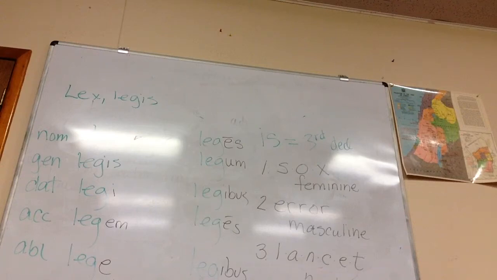Because it has an M. It says masculine because it's irregular. They'll tell you if something's irregular. Okay? All right.